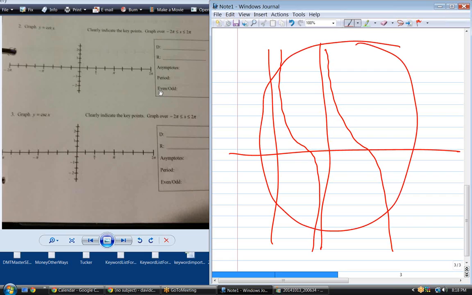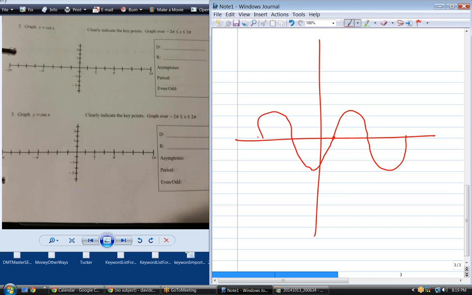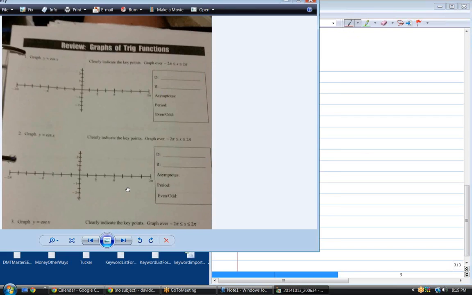I thought it was odd that they didn't have a neither. I didn't realize that. All 6 trig functions are either even or odd. They are not neither. Unless, of course, you change it. In other words, if I phase shift the sine curve and start it there, now it's not even anymore. Notice that it no longer is symmetrical with the origin. So it's only the unshifted ones that are either always even or always odd.